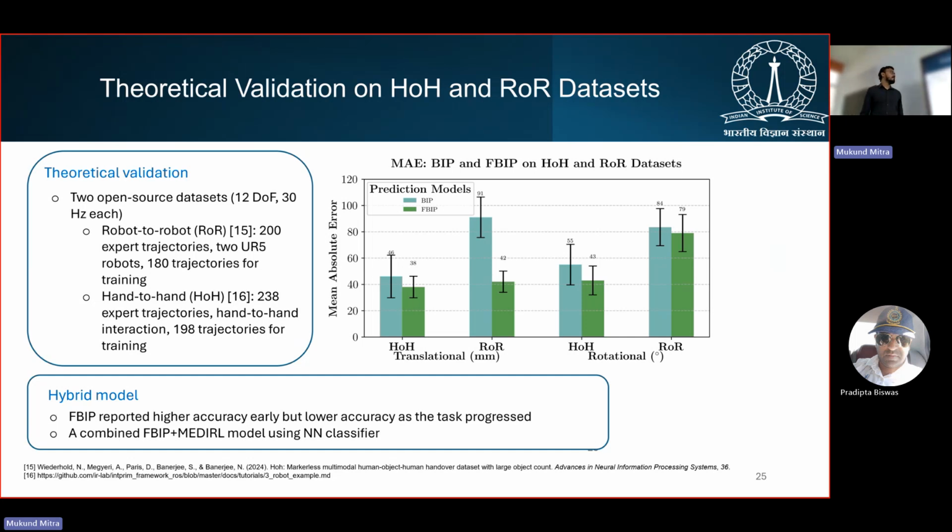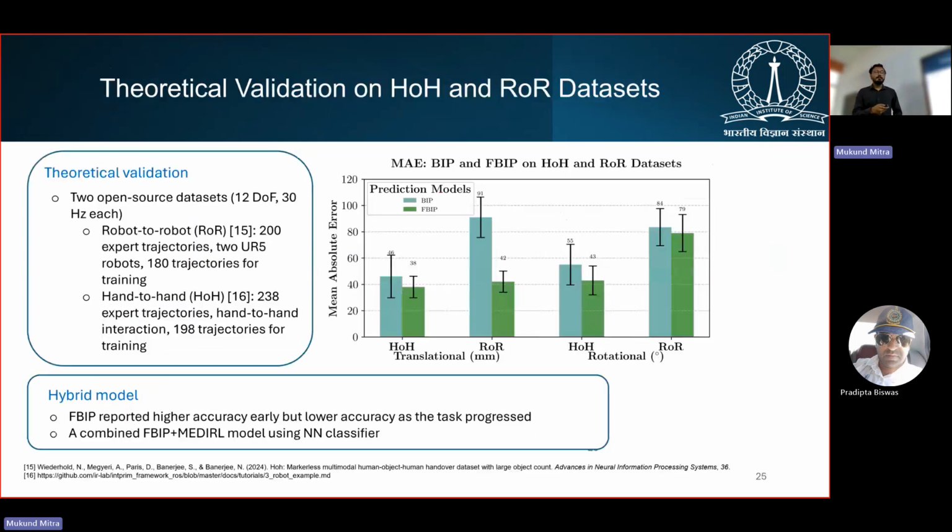The robot to robot data consists of two UR5 robots handing over objects to each other. We have 200 expert trajectories, out of which 180 were used for training and the rest for testing. Similarly, hand-to-hand data, like users giving an object to another user, has 238 expert trajectories, and 198 were used for training and the rest for testing. We evaluated the method on these two datasets, and from here we can see that FBA obtained lesser mean absolute error, both translational as well as rotational, on both datasets.